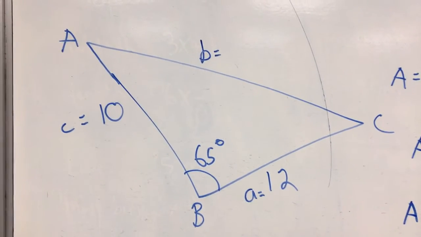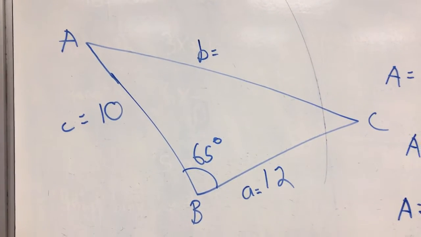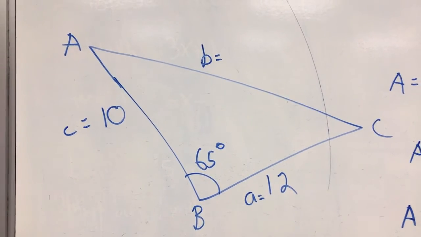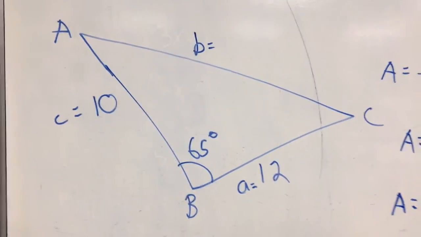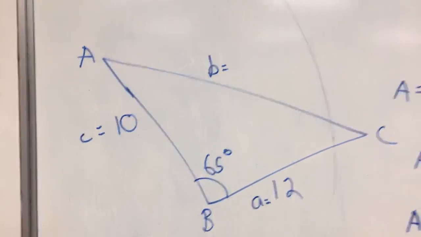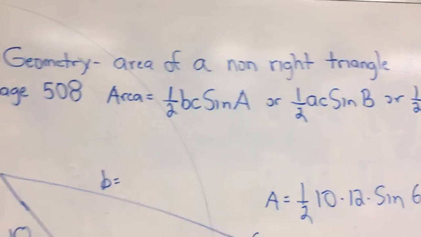Some of you are making an error in that, and you're putting pieces in the wrong place because you're forgetting how triangles are labeled. All right? So digest that. So the first thing I would like to do is find the area of this triangle. We're going to find the area of a non-right triangle.